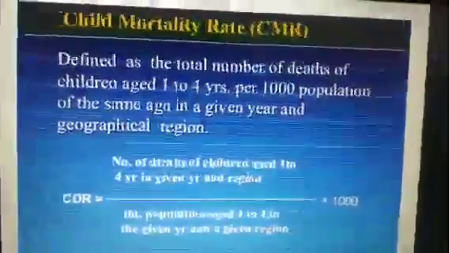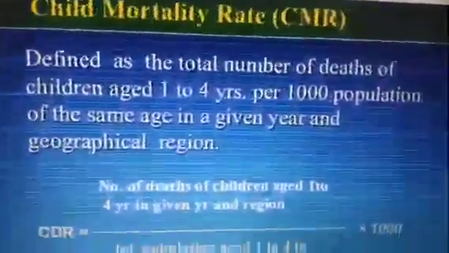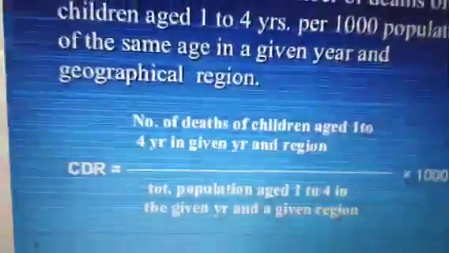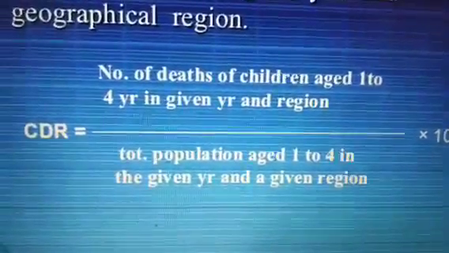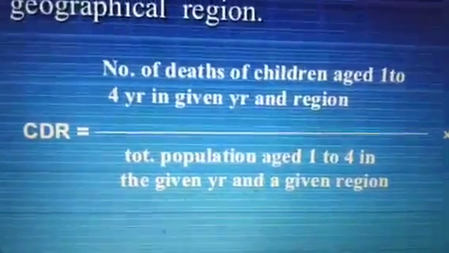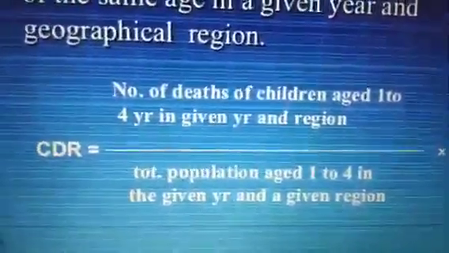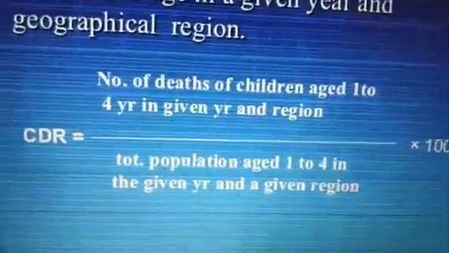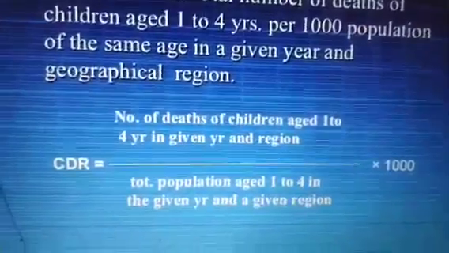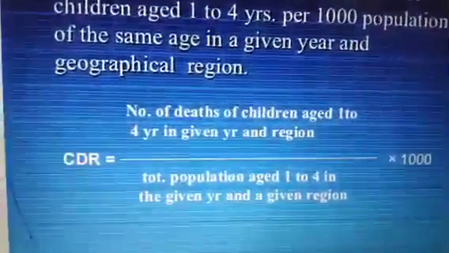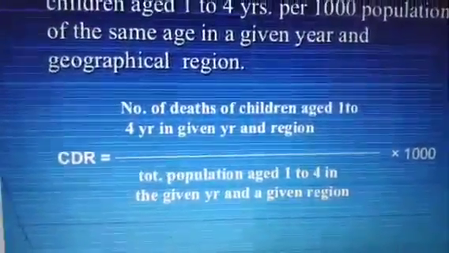And then, dear students, there is another term called child mortality rate, CMR. That is also called CDR, child death rate. So what is child death rate? Number of deaths of children aged 1 to 4 years in a given year and region. This is very important, in a given year and in a given region, divided by total population aged 1 to 4 in the same year and the given region, into 1000. So per 1000, calculation of CDR can be formalized like this.